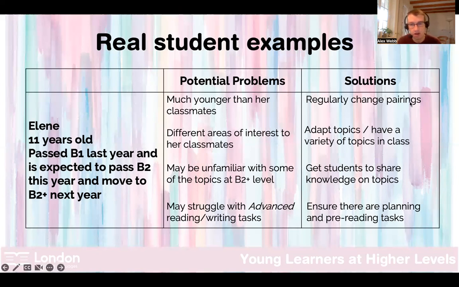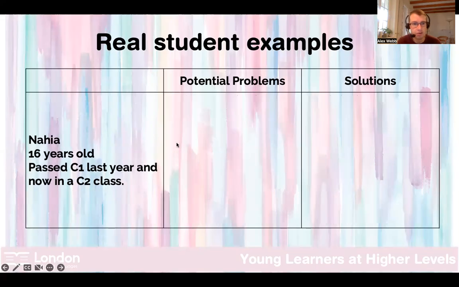So my final student example is Naya. Naya is 16 years old. She passed C1 last year and is now in a C2 class. And this is becoming more and more common, that we're seeing 15, 16-year-old students reaching C2 level, which is incredible, really. So the level of English is getting higher and higher. Last year at London School, I think we had 6 students, all under 18, in the C2 class.